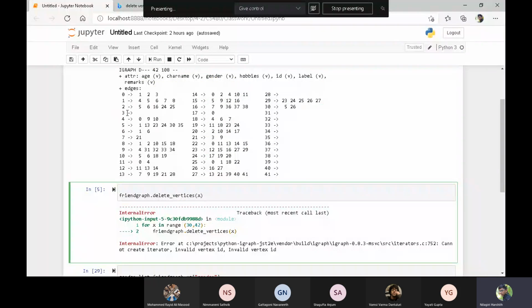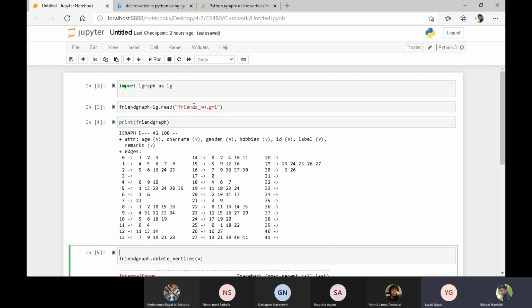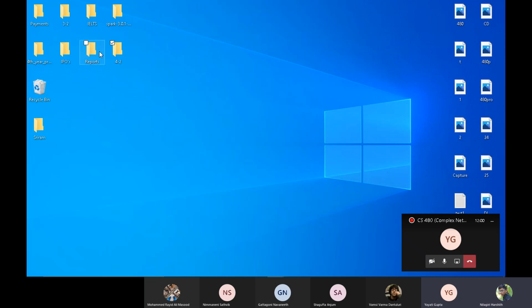Ma'am, here you can see, ma'am. No, no. What you are actually looking at is, I think, the adjacency list which you are looking at. Can you open the GML file, Harshit? Okay, ma'am. On your system, just open it in Notepad. I'll show you. 1 second, ma'am.